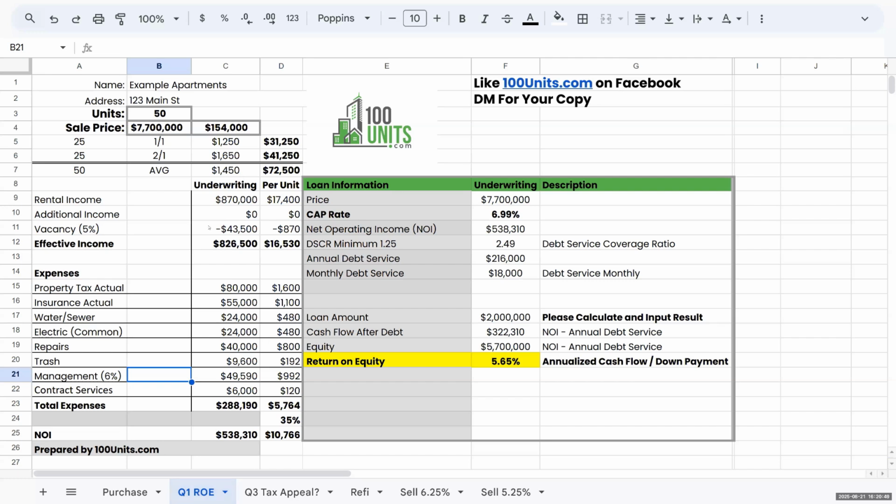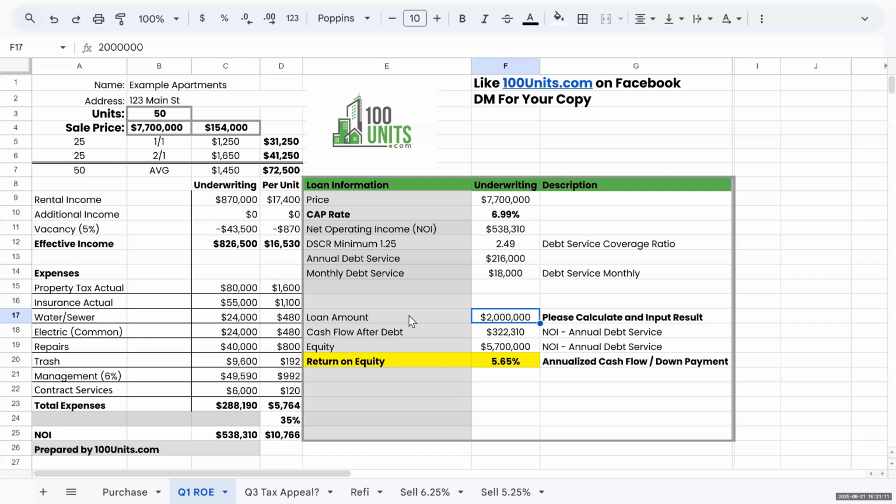Now, notice when we're doing the analysis for return on equity, we are not reassessing the taxes because they're not going to change as you're the owner. You have exactly what the taxes are. You have exactly what the insurance is. Every single other thing stays exactly the same. There's nothing to be reassessed or done there. And then it's just a matter of coming up with what the value is today.